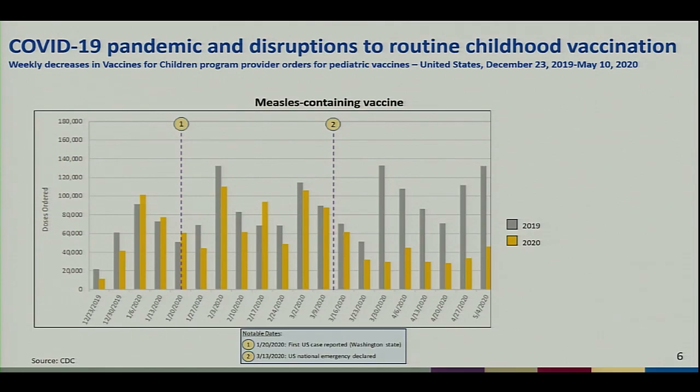This graph shows VFC orders for measles-containing vaccines. We see a similar pattern as the previous graph, but the reductions are even greater than in the previous figure.